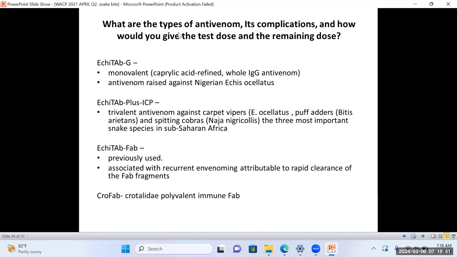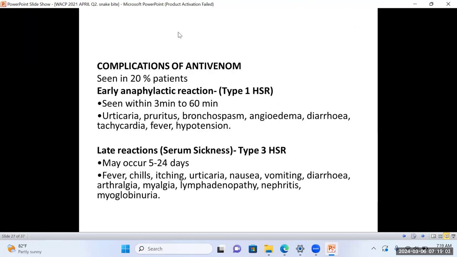So it was produced against carpet vipers, spitting cobras, and the puff adders, which are the three most important snakes in sub-Saharan Africa. So you have the Echitab G, Echitab plus IC, Echitab plus ICP, Echitab Fab. Now the CroFab is used in countries like Canada and the US against the Crotalidae snakes. So complications of the antivenom, it's said that complications can be seen in about 20% of patients.